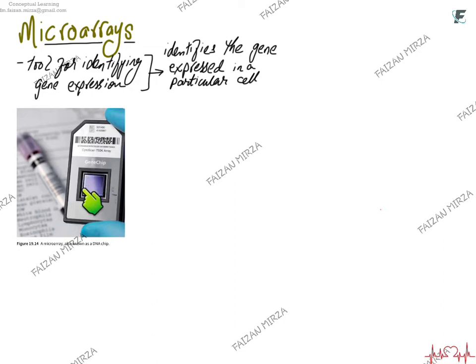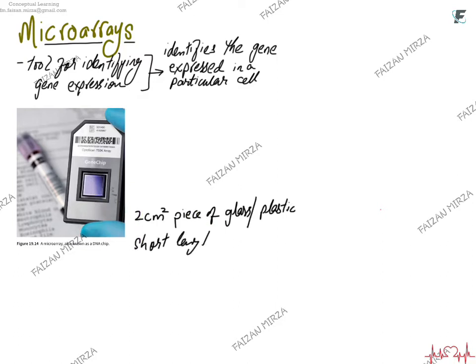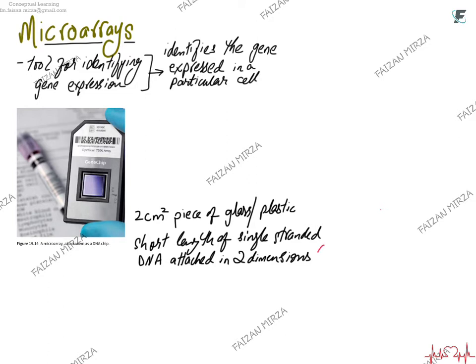This small window here is a 2 centimeter square window. This is the microarray. It has single stranded gene probes adhered to its surface in extremely high quantity. This is all molecular, so you have to visualize this really well. This is a 2 centimeter squared piece of glass or plastic, and short lengths of gene probes, which are single stranded DNA fragments, are all adhered on the surface. You can expect that their bases will be exposed, and they are attached in 2 dimensions, along the x-axis and y-axis, as I showed you.